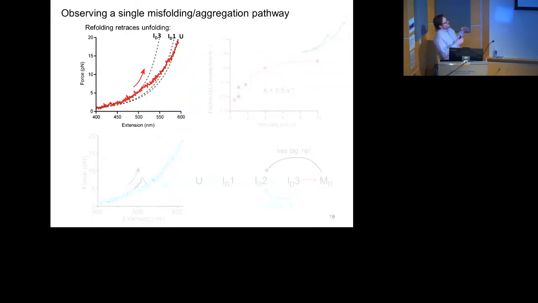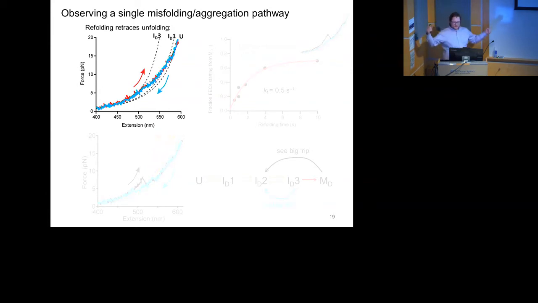One reason that we know that we're actually looking at a single pathway instead of two pathways is that if we unfold it and then let it refold, this is basically what the refolding curves almost always look like. It just retraces the force extension curve, showing us these intermediates.